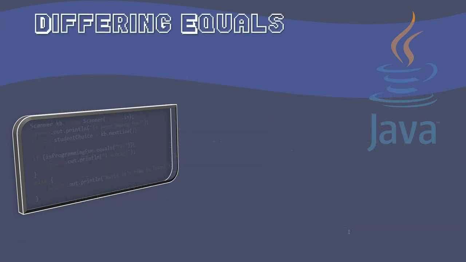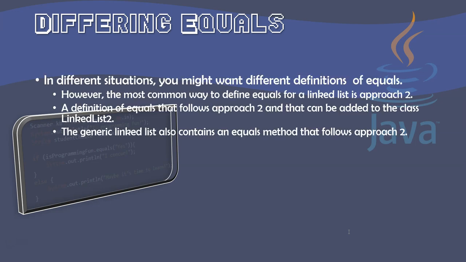Now, you might be wondering, why do we have 2 different equals approaches? One has order, one does not. Well, in different situations, you might want those different definitions. The most common way to define equals for a linked list is approach 2. So we're going to say, the first node is equal to the first node of the second list. The second node is equal to the second node of the second list.